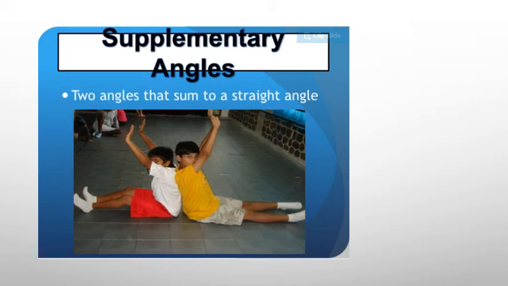For example, one angle is 110, another angle is 70 degree. When we add 110 and 70, we get a straight angle, so these two angles are known as supplementary angles. Now the third example: if one angle is 120 degree, the other angle is 60 degree. These two will be called supplementary angles, because when we add 120 and 60, we get 180 degree, that is a straight angle.